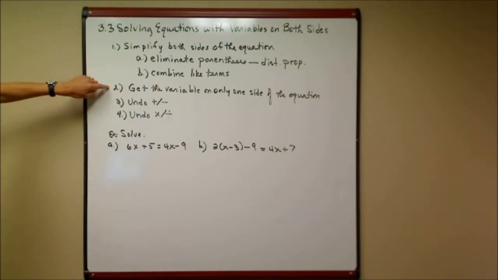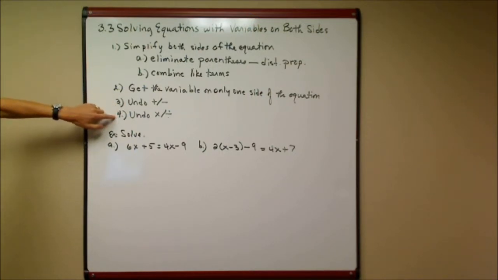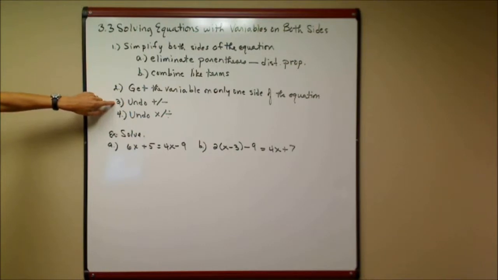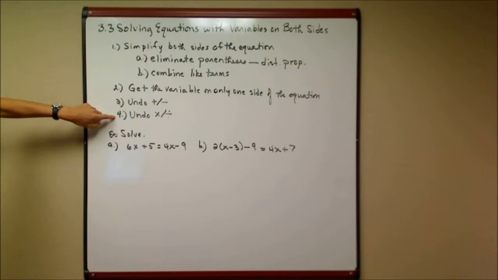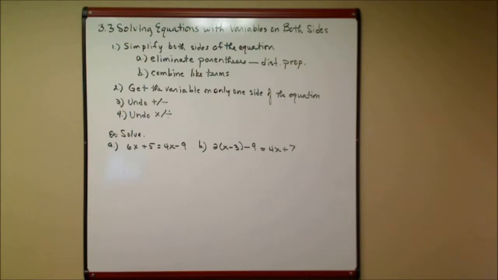But once the variable is on one side of the equation, then it becomes like a two-step equation that you had back in section 1. You're going to do any adding or subtracting, then you're going to do any multiplying or dividing. So there's these 4 key steps here, although step 1 could have as many as a couple different things to keep track of. Now again, not every equation is going to require all 4 steps.